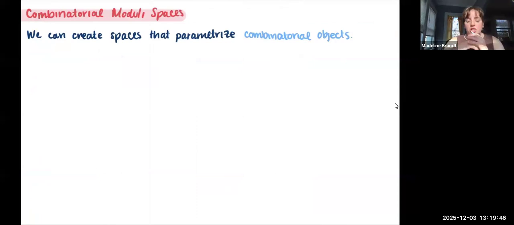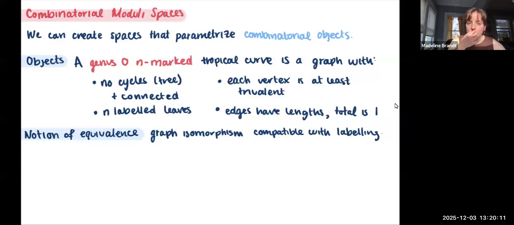Okay, so now I'm going to sort of switch gears. If you have a distaste for algebraic geometry, now I'm going to go in a purely combinatorial direction. We can also create moduli spaces that parameterize combinatorial objects. And for the purposes of this example, here are the combinatorial objects that I'm going to be interested in.